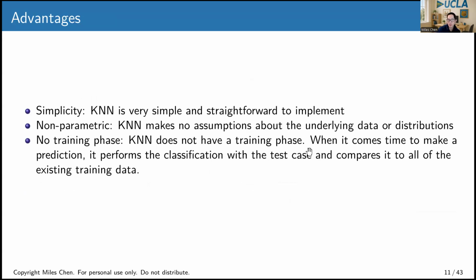Some advantages about k-nearest neighbors is that it's very simple, straightforward to implement. And another advantage is that it's non-parametric, and so we're not making any assumptions about the underlying data or distributions. Okay. And then there's also no training phase. As soon as you're ready to make a prediction, you can just perform the classification with the test case. No need for training your model.